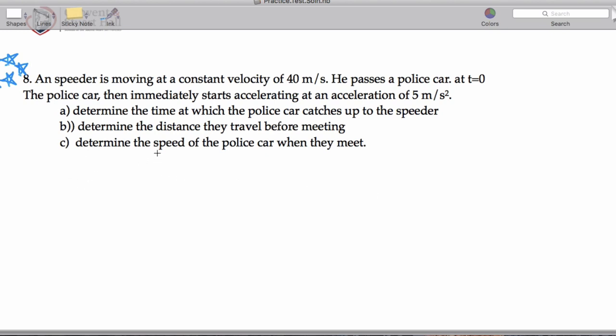So here's the thing. To even do part A, I have to set up some stuff. So I'm going to write the letter for part A right here. And check this out. Let's write down x for the speeder. That's going to be 40 times t plus 0, because that's where it starts from. And then I'm going to write down the equation for the police car. So S for the police car is going to be 1/2 times 5 times t squared.